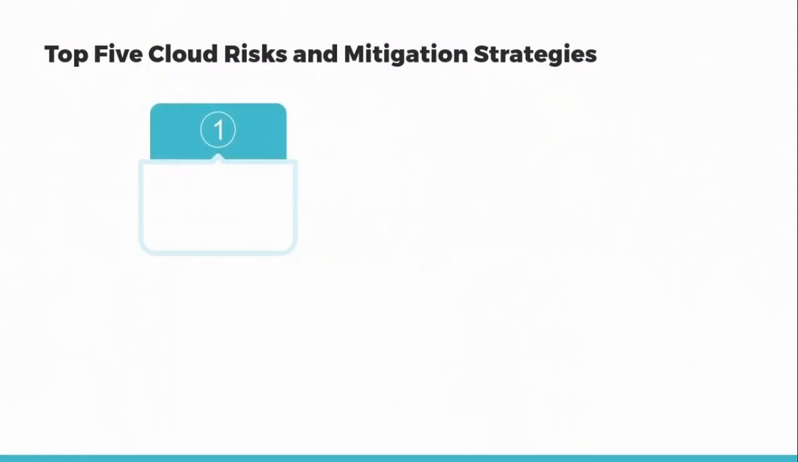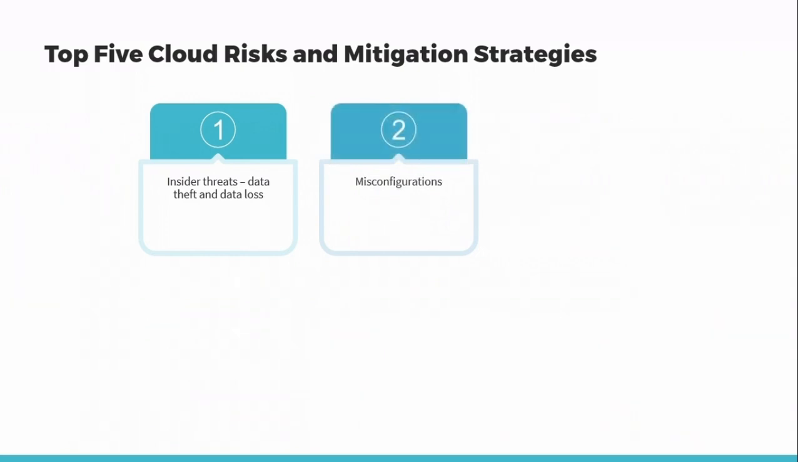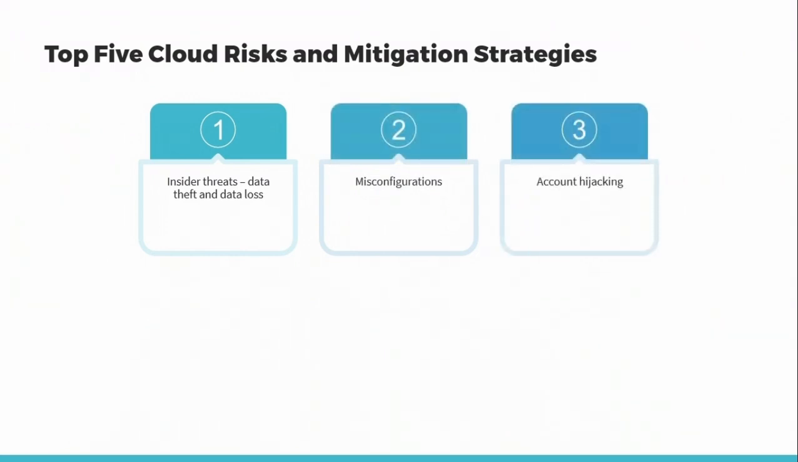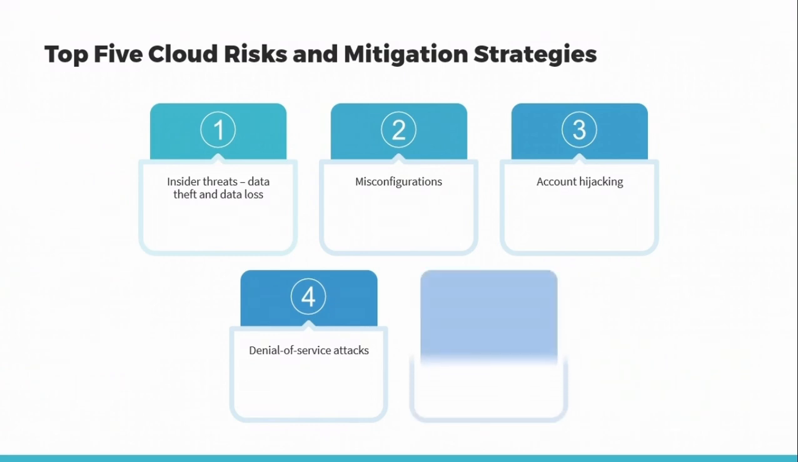In this lesson, we're going to look at cloud risks and mitigation strategies from a different point of view. We're going to look at the top 5 from the point of view of VMware. So, according to them, we've got first, insider threats, and that's data theft and data loss. Second, misconfigurations. Third, account hijacking. Fourth, denial of service attacks. And the fifth cloud risk is malware. Let's break down each one of these and look at mitigation strategies.